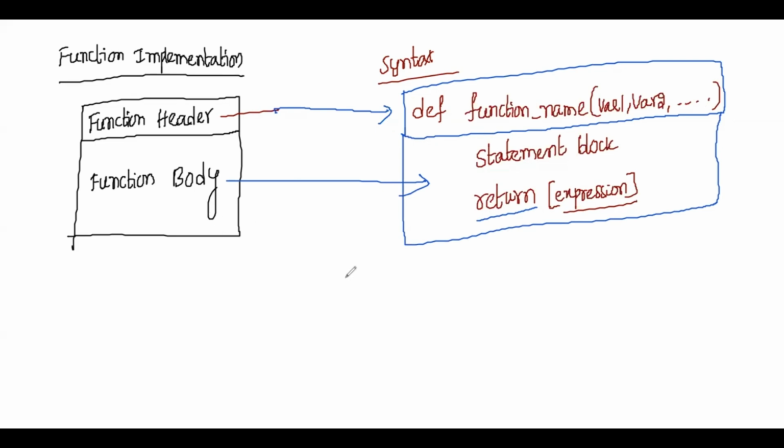So let's consider an example to understand function calling in a much better way. Let us suppose I want to display hello world 4 times. In this case I will define a function without any parameters.